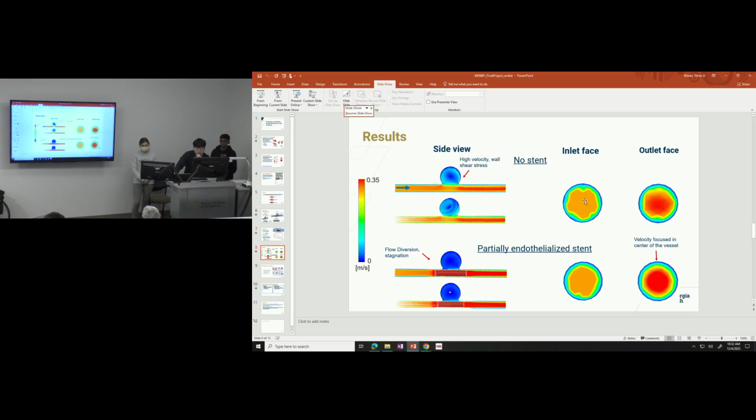And also, although at the inlet of the model the velocity profile was similar for both of them, at the outlet face for the one with the stent, because the flow isn't necessarily going into the aneurysm sac anymore, the velocity was focused in the center of the vessel.